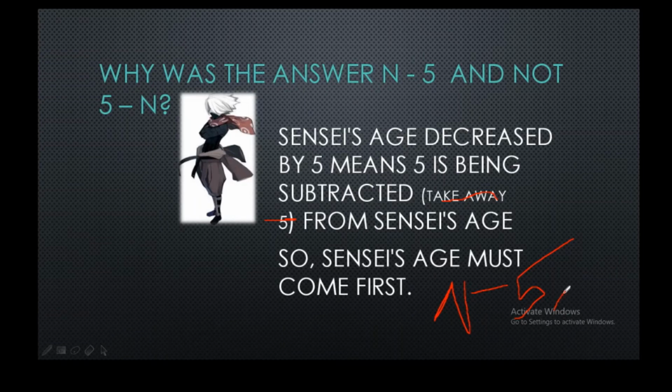You remove 5. So it can't be 5 minus n. We can't remove Sensei's age from 5. Because Sensei might be 1,000 years old then. Okay.